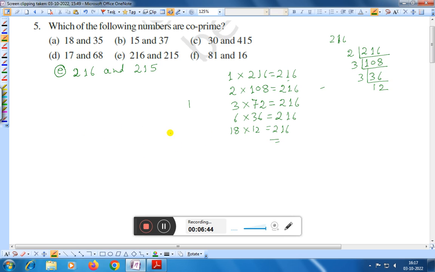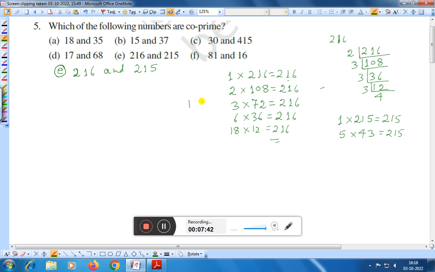Let us take 215. What are the factors? 215 has 1 into 215 is equal to 215, and by 5 we can divide: 5 into 43 is equal to 215. These are the factors.